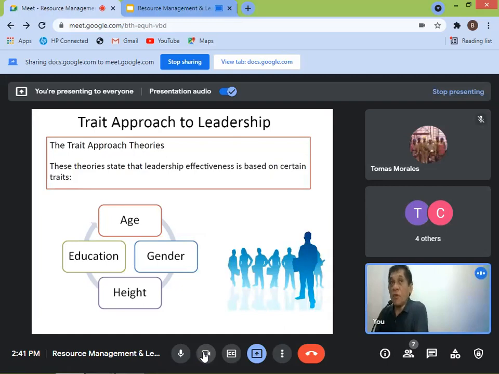Okay. The trait approach to leadership. The theory is that leadership effectiveness is based on certain traits. Traits in terms of age, in terms of gender, in terms of height, in terms of education.